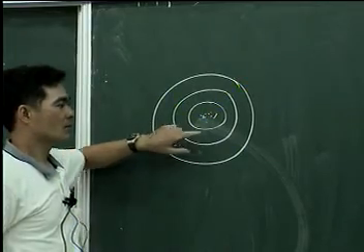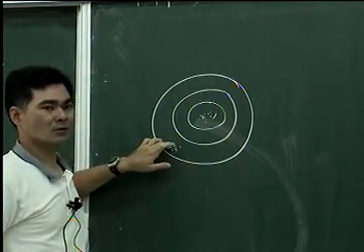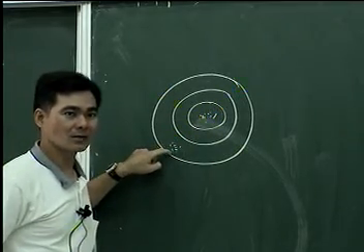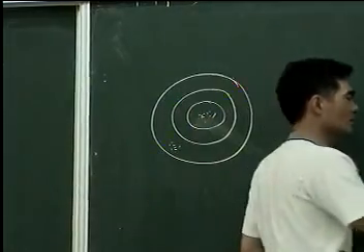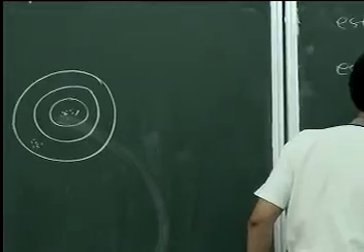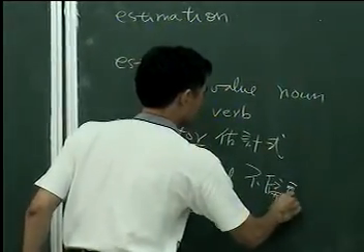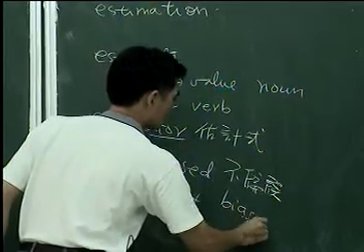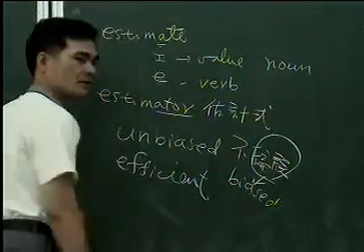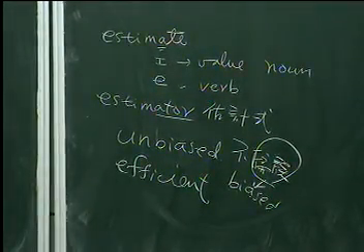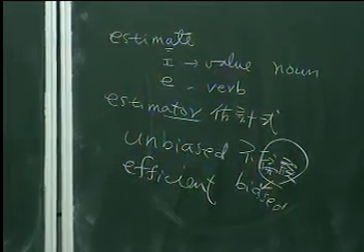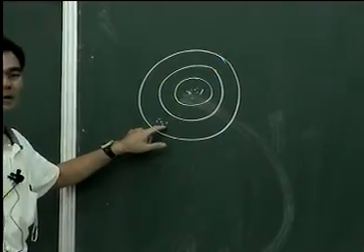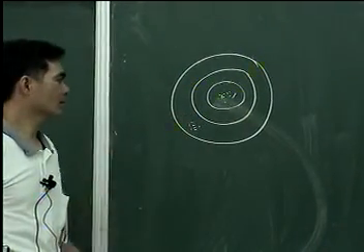So in terms of efficient, that's efficient. In terms of unbiased, this is biased. Unbiased means, of course, bias means this, okay? So in terms of the estimator, this is the best. This is not good, but still not too bad, okay?